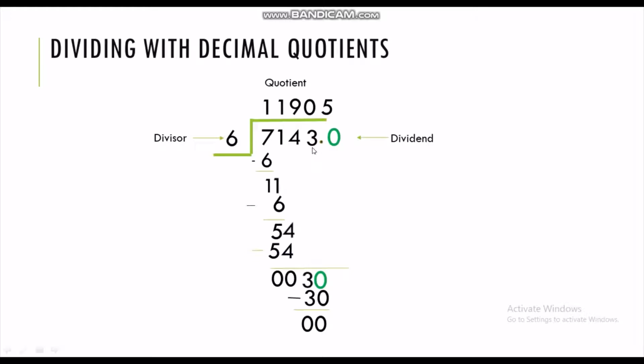Now, our division has reached the end, which is 0, 0, and we don't have any digits to drop down. This means that it is time to place a decimal point in the quotient. In the dividend, we added 1 zero to help us finish the division. This means that we need to add a decimal point after 1 digit in the quotient. Because we added 1 zero as a placeholder, we need to add a decimal point after 1 digit in the quotient. And the result will be 1190.5.